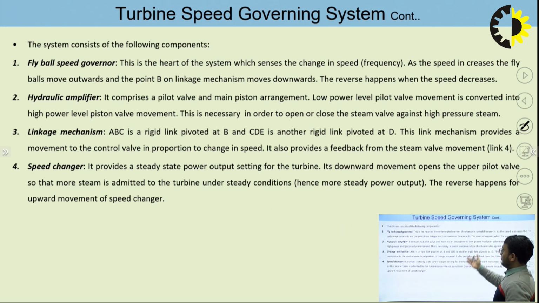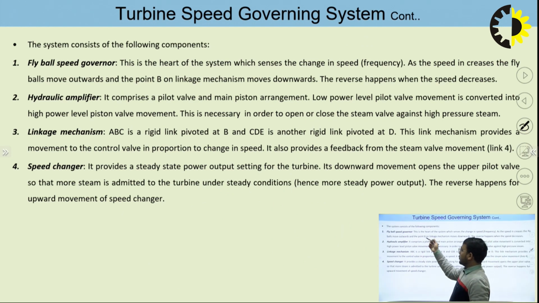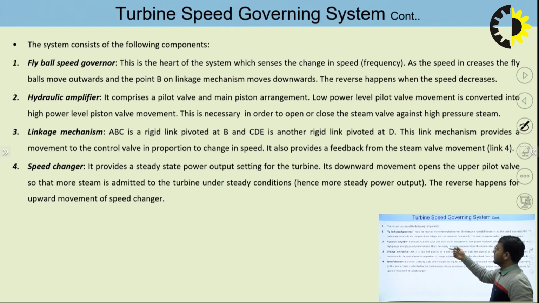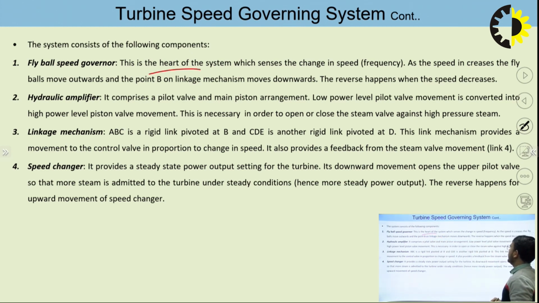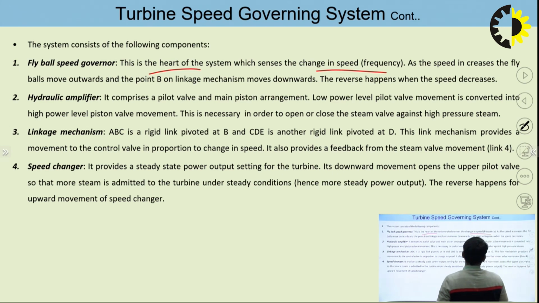So there is the fly ball governor. So what does the fly ball governor do? It is basically the heart of the system which senses the change in the speed. The fly ball governor which we were talking about, the balls were there. That is basically the fly ball governor, and it is the heart of the system, and it senses the frequency change, right? And as the speed increases, the fly balls move outward, and the point B on the linkage mechanism moves downwards, right? Now the reverse happens when the speed decreases.